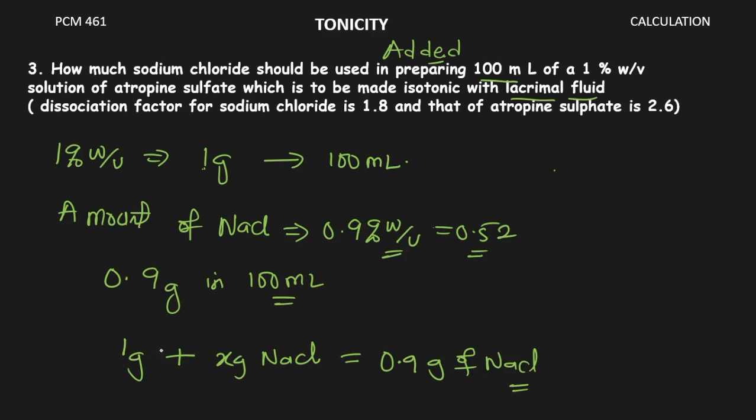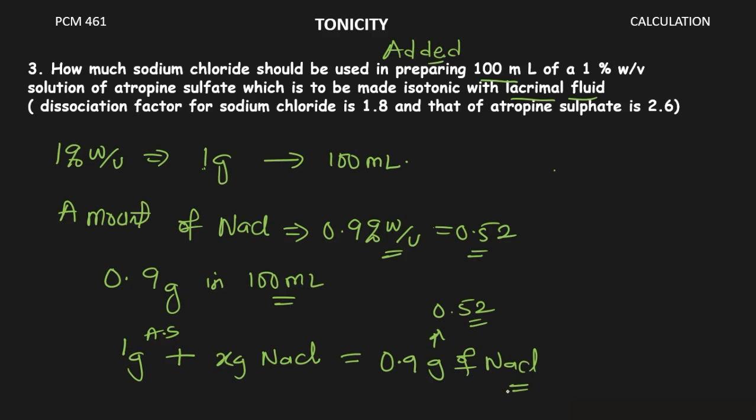So 1 gram of atropine sulfate plus S gram of sodium chloride will give you 0.9 gram of sodium chloride, which is what you are looking for. Because 0.9 gram of sodium chloride in 100 milliliters, everything here is already in 100 milliliters, will give us a tonicity of 0.52. Do you get the idea? So at the end of the day, you are looking for S gram of sodium chloride. This is sodium chloride, this is sodium chloride, but this is atropine sulfate. Are you getting the idea?